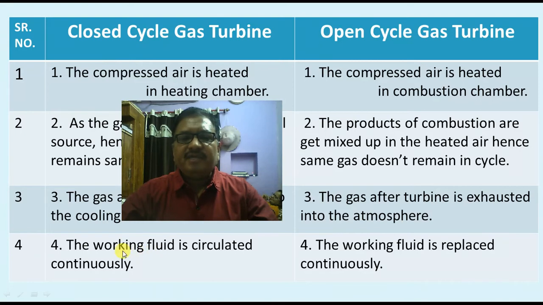Now the fourth point, the working fluid is circulated continuously. In case of closed cycle gas turbine, working fluid is circulated continuously, but in open cycle gas turbine, the working fluid is replaced continuously. That means it is replaced in each cycle. In each cycle we have new working substance, right?